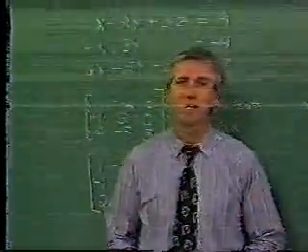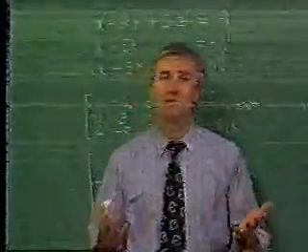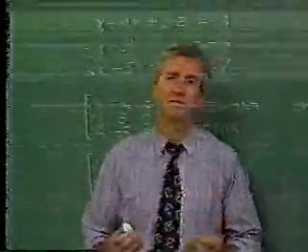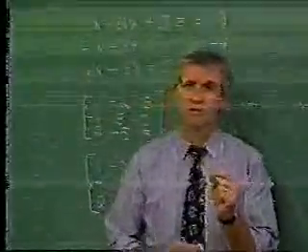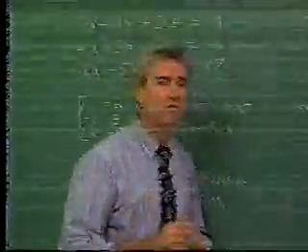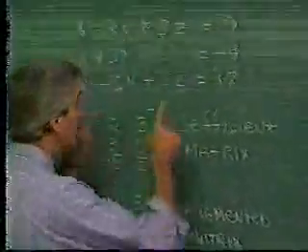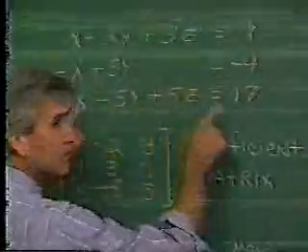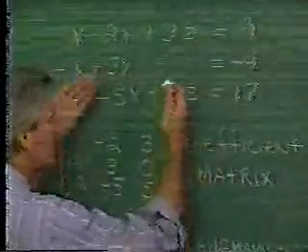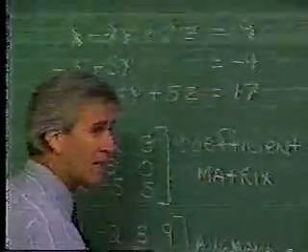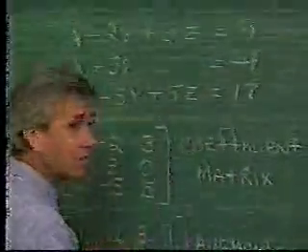A matrix is simply an array of numbers arranged in a certain fashion. Now, one source for this array of numbers is a system of equations. For example, take this system of equations. And actually, there are two matrices that may emerge from this system.